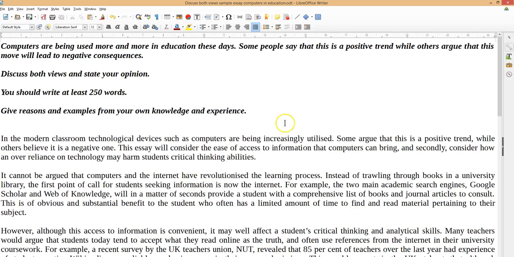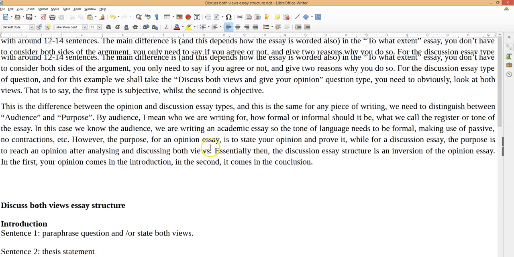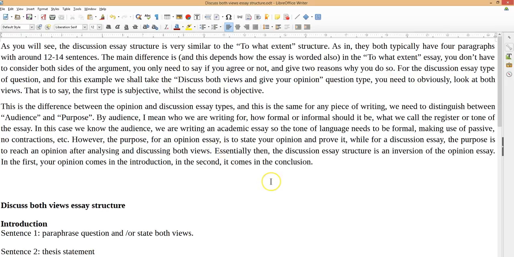In one, you have your opinion in the introduction. The second one, you have your opinion at the end, having considered both of the viewpoints. So for the opinion essay, you basically say, I think this, and you tell me reasons why. In the discussion one, you say, well, here's one view, here's a second view. If we take both these views, my opinion is this. So that's it, that's the difference.